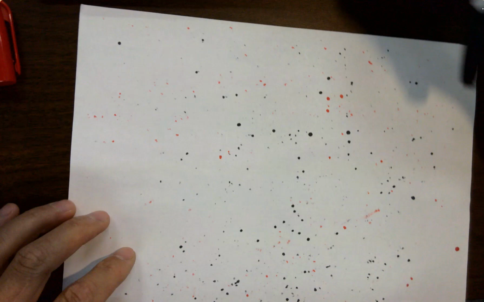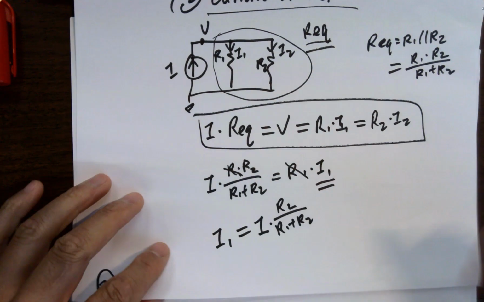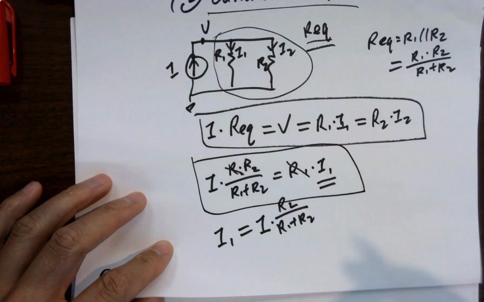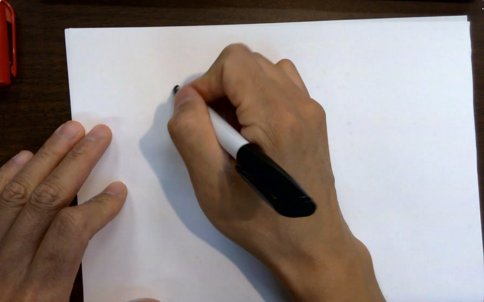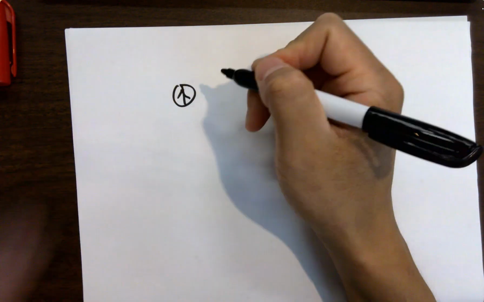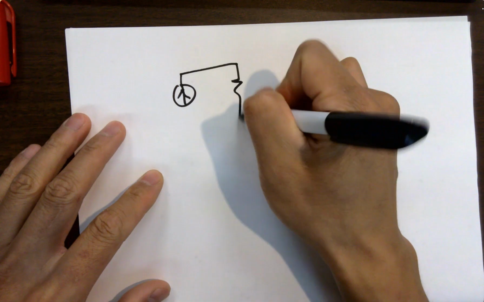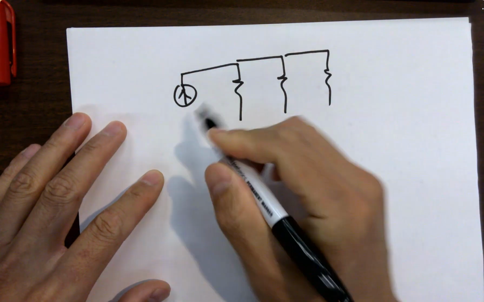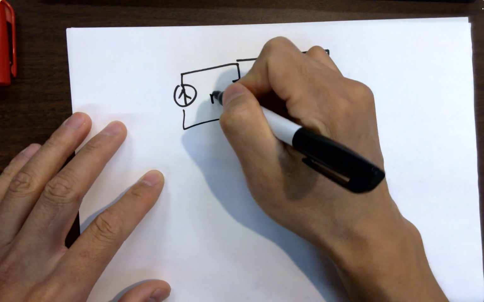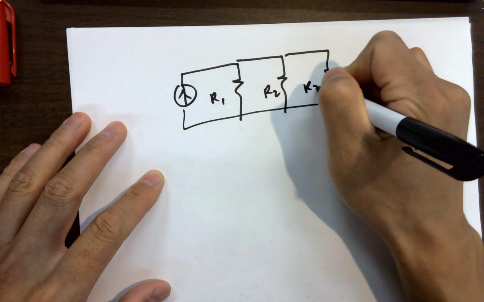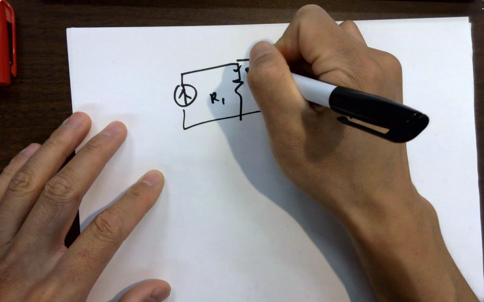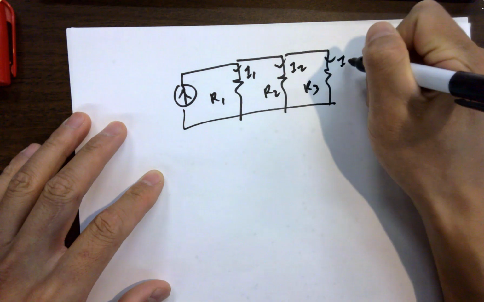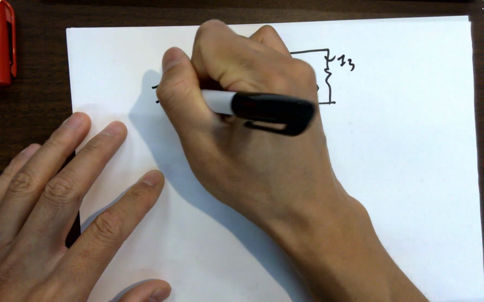So multiple resistors for the current divider. It just follows this equation. It won't be 2 anymore. It will be more complicated, but still the same equation. So for example, we draw a circuit. If you don't want to combine the parallel resistors, R1, R2, R3, I1, I2, I3, that's I, right?